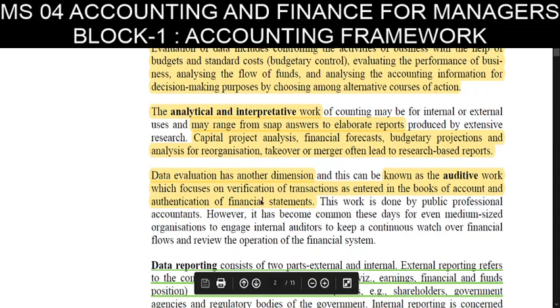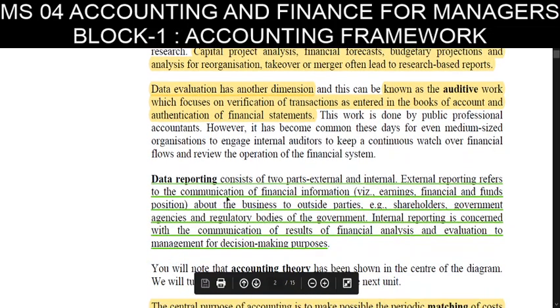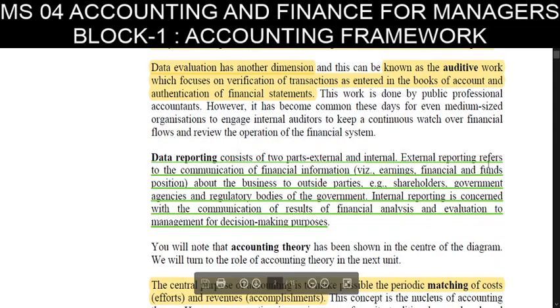Data evaluation also has another dimension which is called as auditive work. This focuses on verification of transactions as they are entered in the books of accounts and also the financial statements. Data reporting consists of two parts, external and internal. External reporting refers to the communication of financial information about the business to outside parties like shareholders, government agencies, regulatory bodies of government, and many other stakeholders.